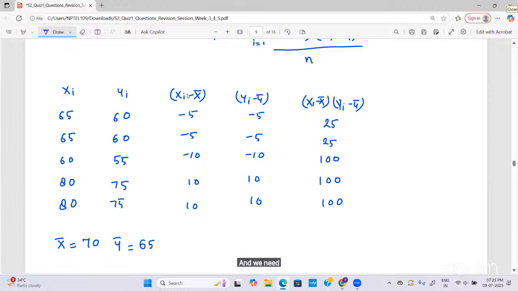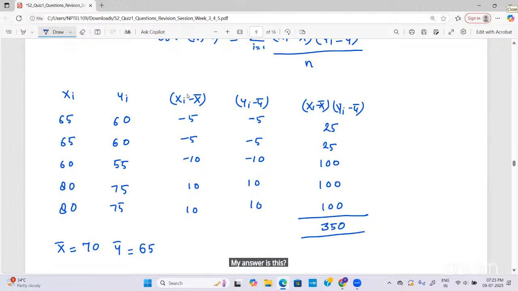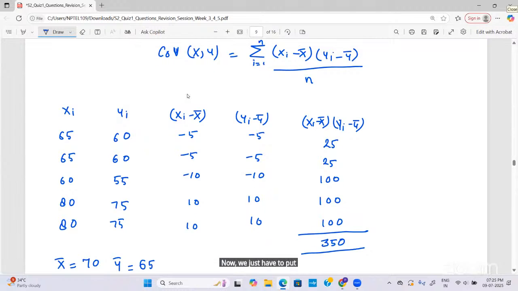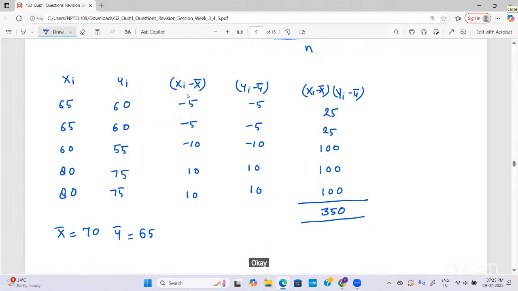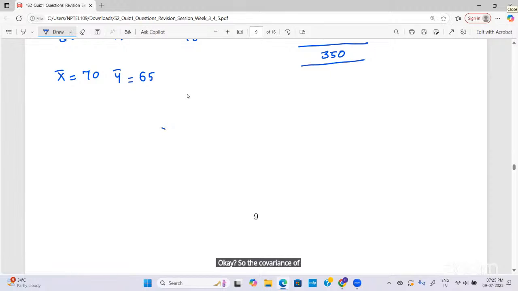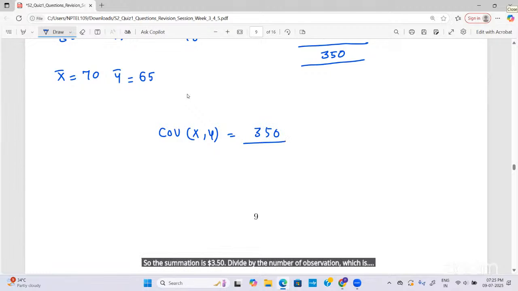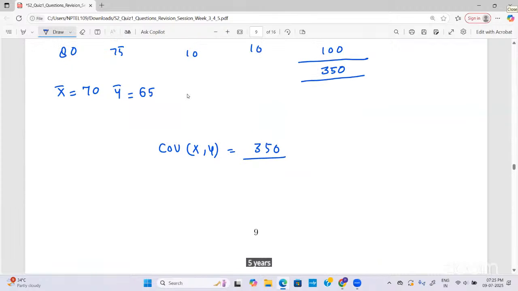Okay, so this summation will be 350. Now we just have to put the values in this formula. So the covariance of x comma y is the summation 350 divided by the number of observations, which is 5 here. Okay. So it will be 70.